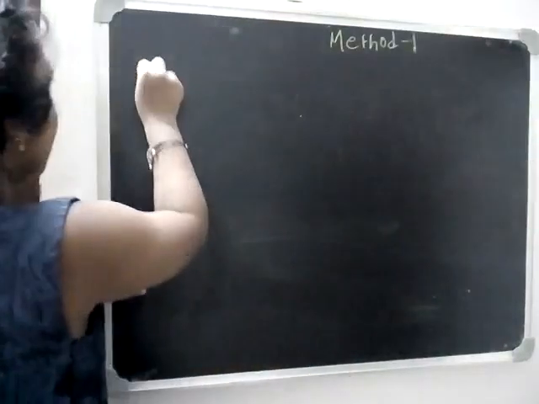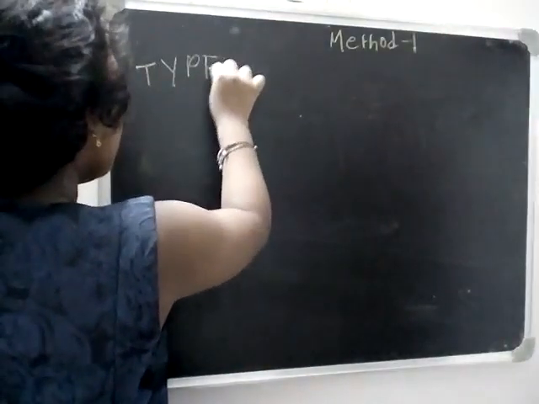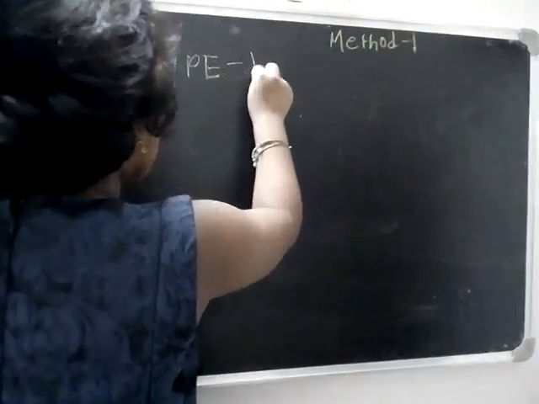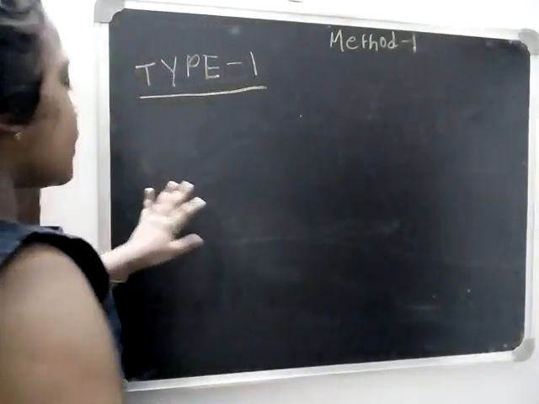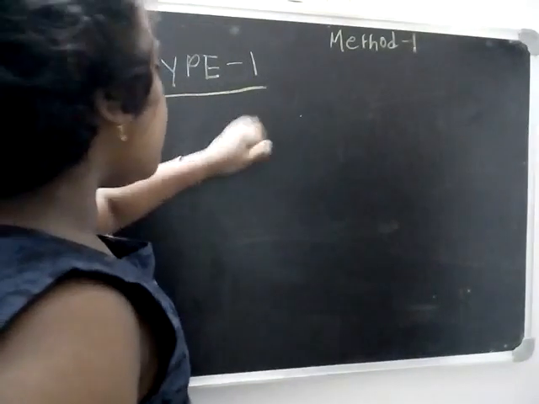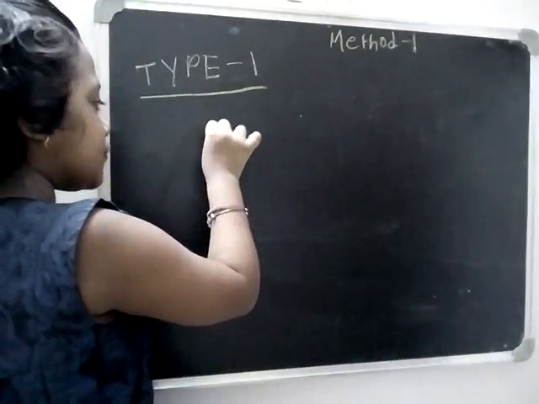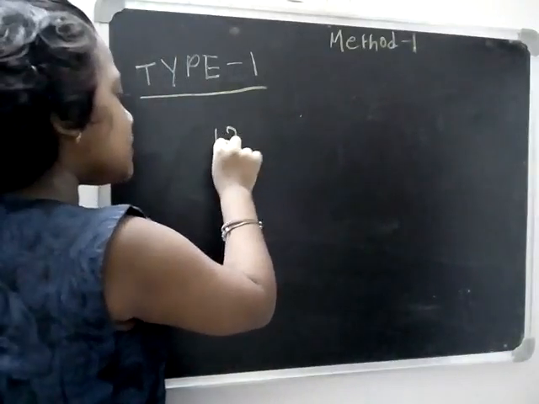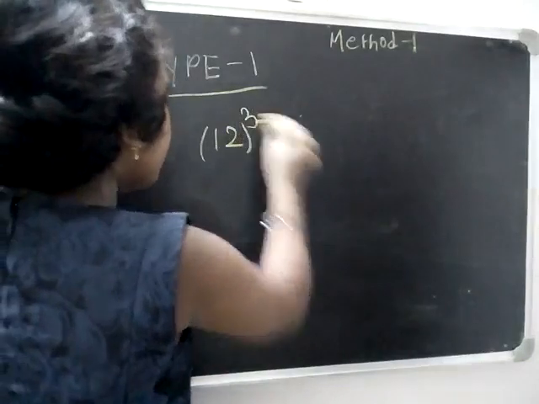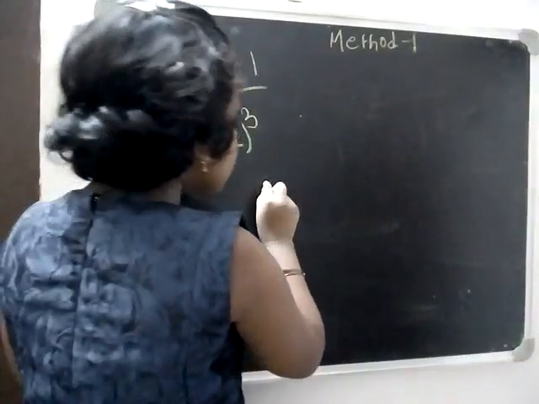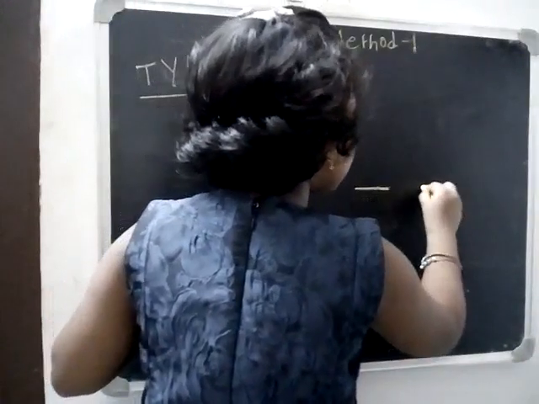So the first type, type 1. In type 1, the number starts with 1. I will take an example, 12 cube. First, we have to draw 4 dashes.